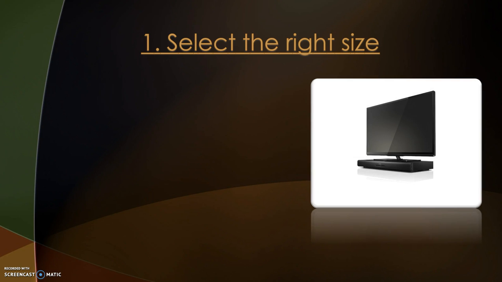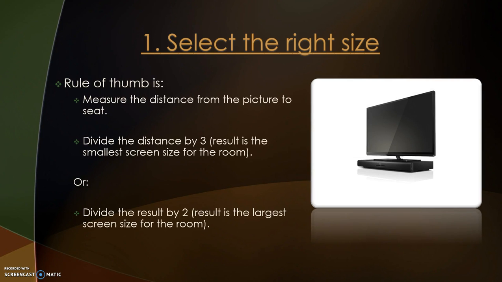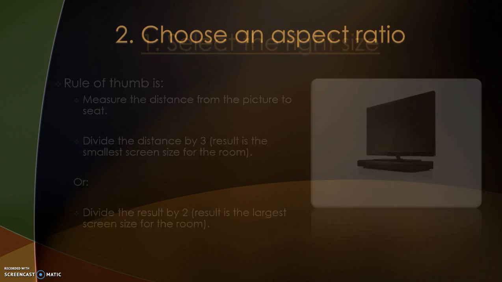To select the right size is important because there is one rule of thumb. You measure the distance from the picture to the seat and then divide the distance by 3. The result is the smallest screen size for the room, or you can divide it by 2 and the result is the largest screen size for that room.